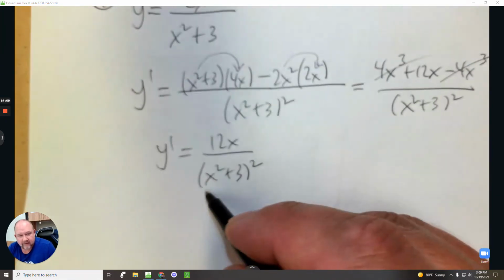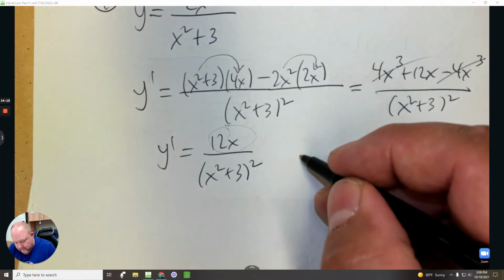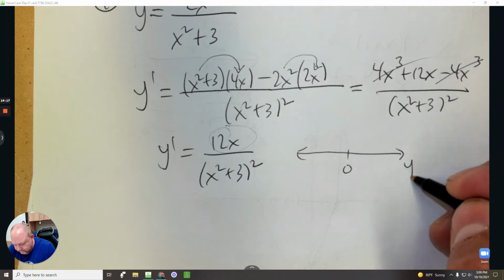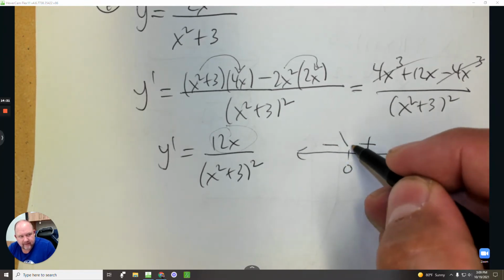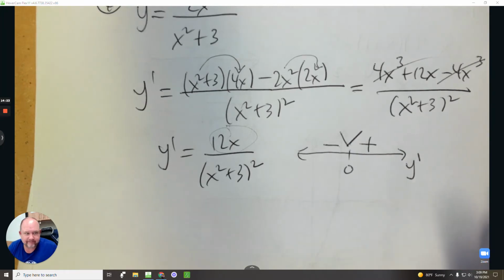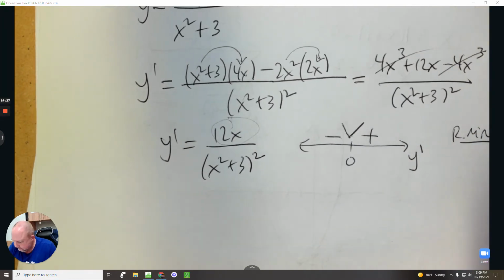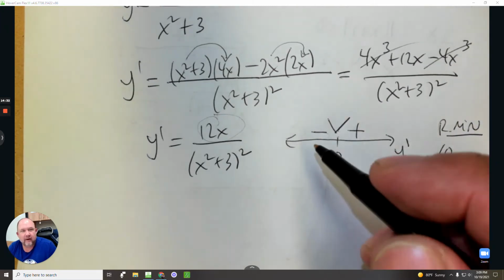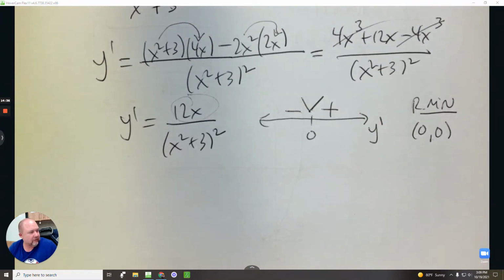All right, so what do we get from the derivative? For the critical number, look at the numerator equal to 0. So the critical number is 0. That's it. And it goes negative, positive, so at 0 is a minimum. To find the y value, you come back here, plug in 0, and the answer is 0. So at 0, 0 is a minimum.